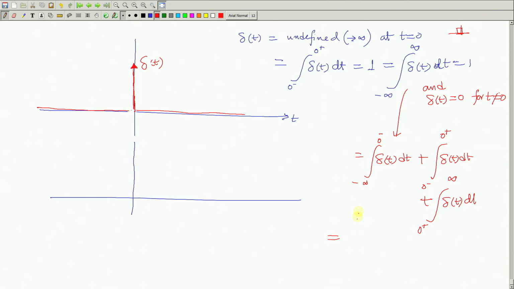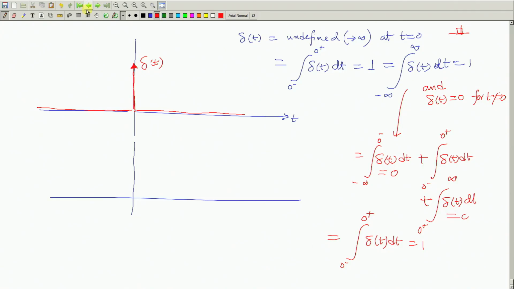Now, this integration is 0 because delta(t) is 0 between minus infinity and 0 minus. This one, 0 plus to plus infinity, it was 0. So, this will be also 0. So, this is 0, this is 0. So, this is equal to the integral from 0 minus to 0 plus of delta(t) dt, and that is equal to 1. So, the integral from minus infinity to infinity of delta(t) dt is equal to 1.